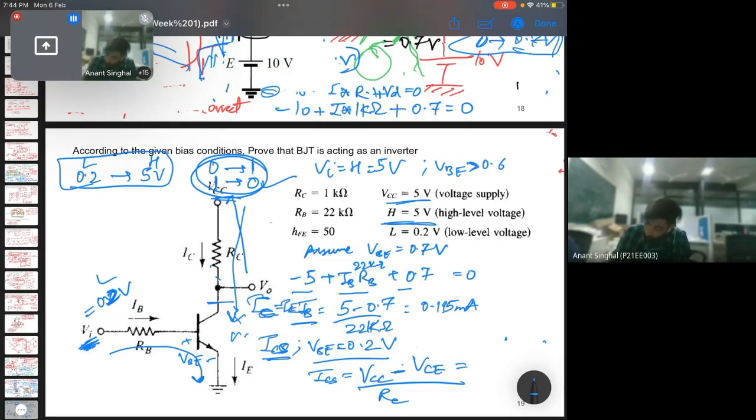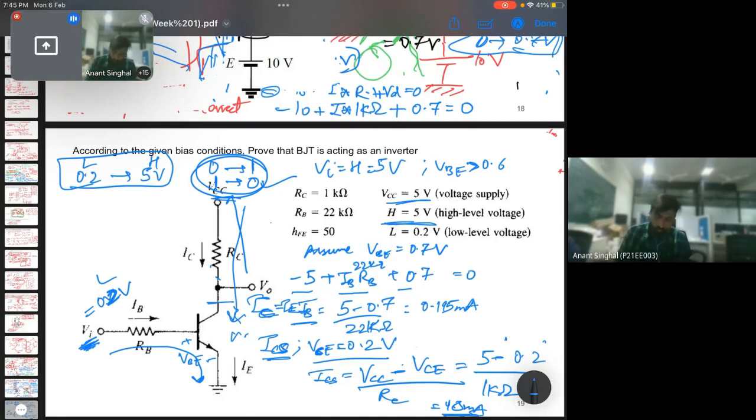So now we can write it as 5 minus VCE. VCE is nothing but 0.2 that we have assumed. Oh, it is VCE, sorry. And upon RC, which is 1 kilo ohm given in the question. So this will get, I guess, 4.8 milliampere. So we see here 4.8 milli is the maximum current.